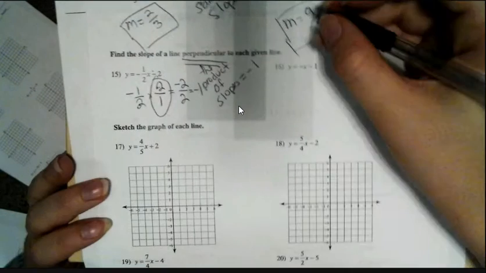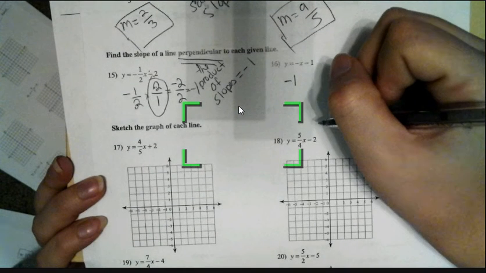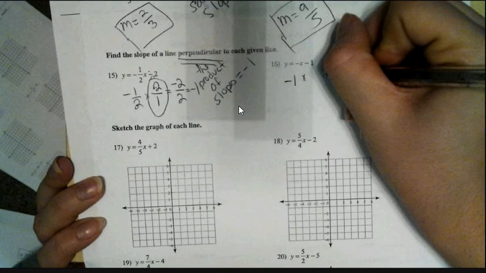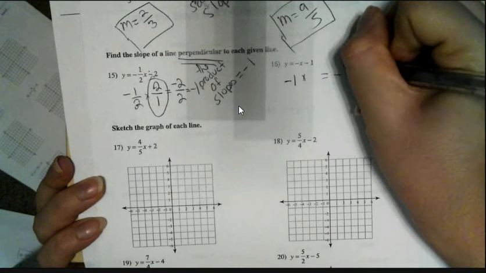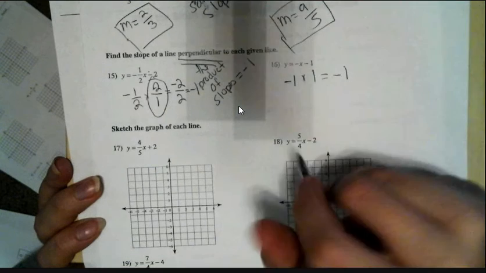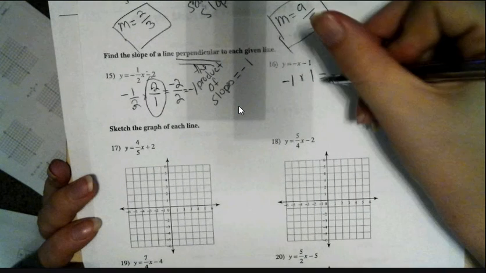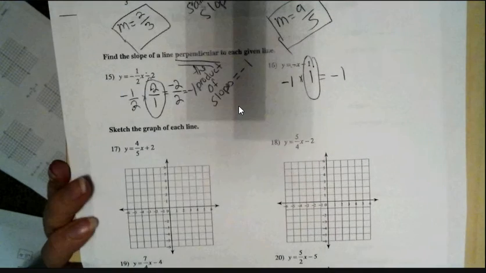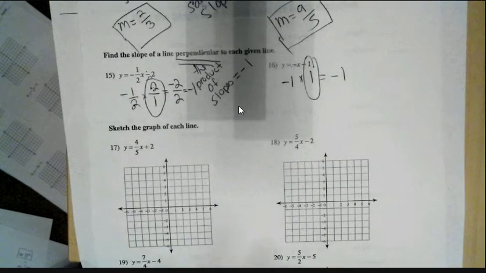For this one, the slope is -1. What number times -1 will give me -1? That answer is 1. So the slope of a line perpendicular to this one would just be 1. 17 through 20 is review. You should be able to do that.